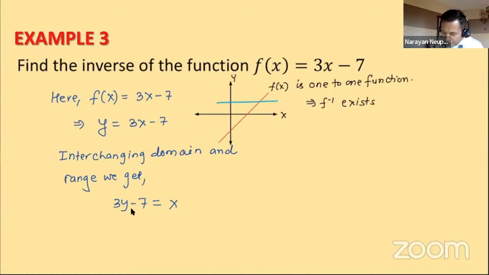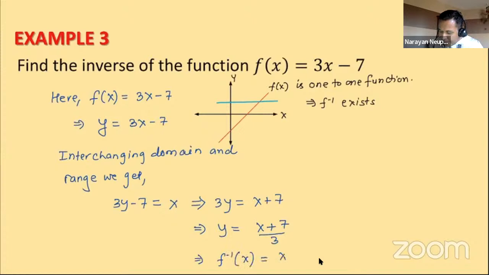Now, in order to solve for y, what you can do is add 7 on both sides. So it will be 3y equal to x plus 7. And then to find the value of y, we divide on both sides by 3. So y equal to x plus 7 divided by 3. This new value that we get here is your inverse function. So you can write this as f inverse of x equal to x plus 7 over 3.